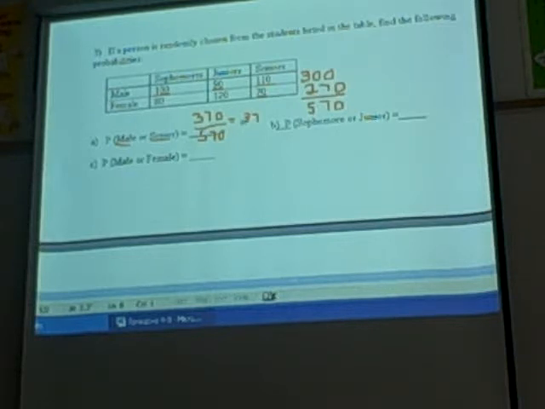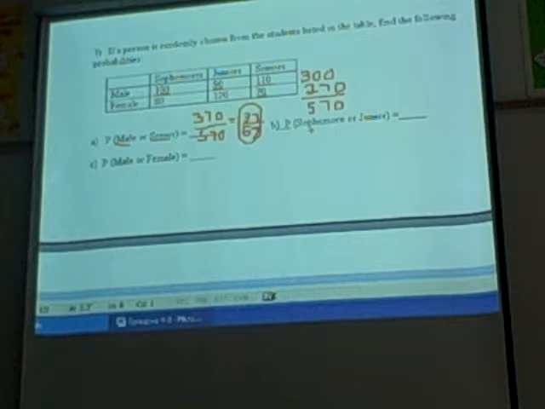Any questions about that? That's a 57 on the bottom there. Okay, that says 37 out of 57 if you can't read that. All right, next one. Probability of being a sophomore or a junior.